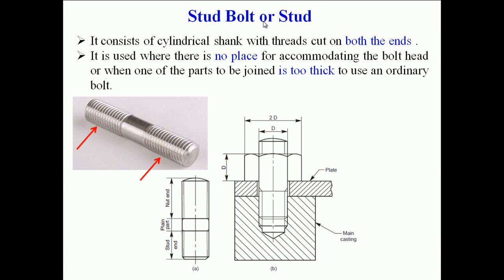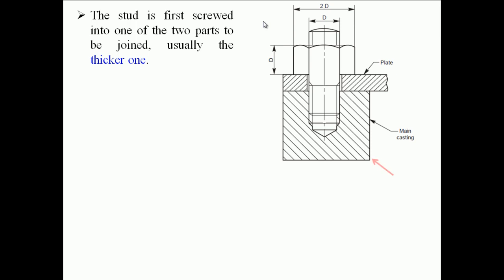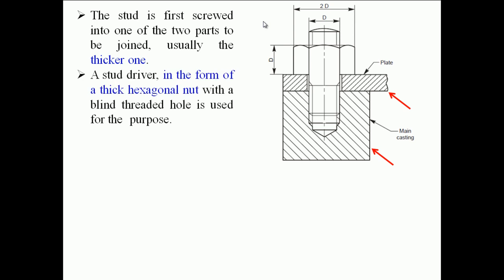In this PPT, the B diagram shows the second case, when one of the parts to be joined is too thick to use an ordinary bolt. You can see a plate and the main casting. Compared to the plate, the main casting is too thick. So this is the actual assembly view of the stud bolt with the two parts. The stud is first screwed into one of the two parts to be joined, usually the thicker one. You can see the diagram, and here you can understand which one is the thick one, that is the main casting. The plate has a lesser thickness.